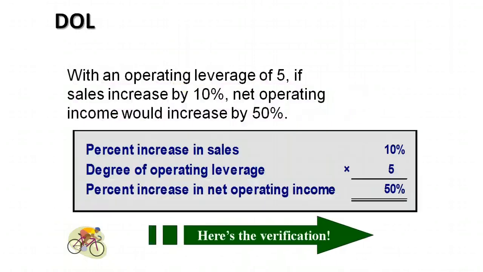What this means is if we have a 10% increase in our sales, that is going to increase our EBIT by 50%. That's what the degree of operating leverage means. It's how much our change in sales will impact our EBIT.